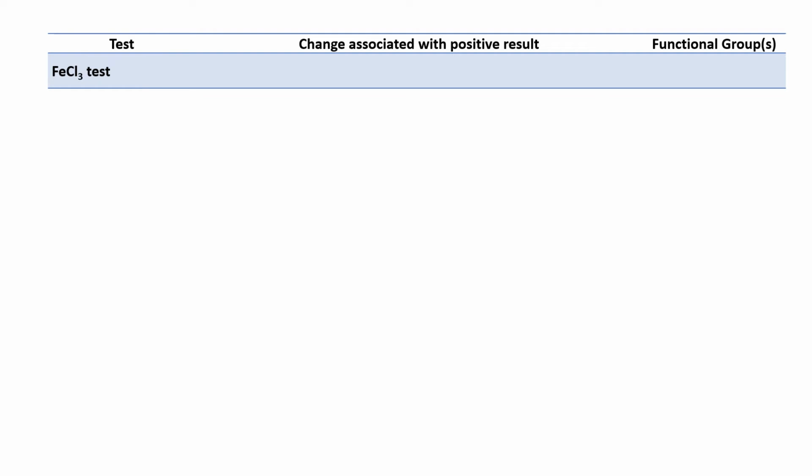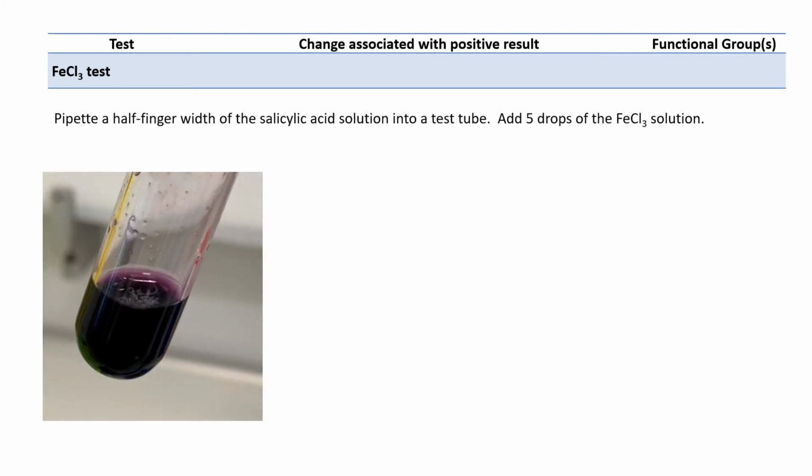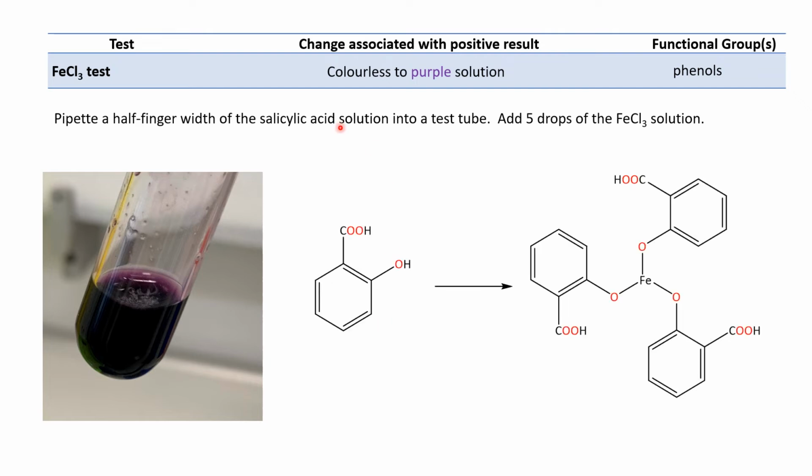FeCl3 test is where you take a few drops of the yellow FeCl3 solution, drop it into a solution that contains a phenol group, and the colorless solution usually turns this lovely purple color. What's actually happening there now, the phenol that we took was salicylic acid, which is of course the precursor for aspirin, and you can see you've got this phenol group there.